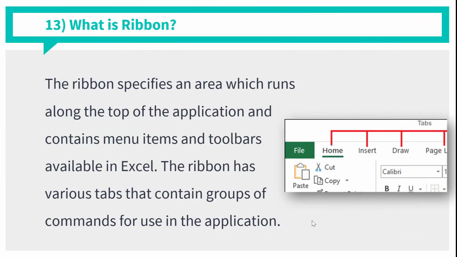What is ribbon? The ribbon specifies an area which runs along the top of the application, containing menu items and toolbars available in Excel. The ribbon has various tabs that contain a group of commands for use in the application.